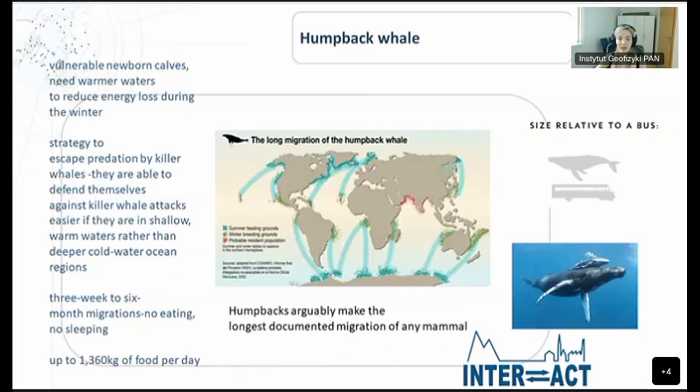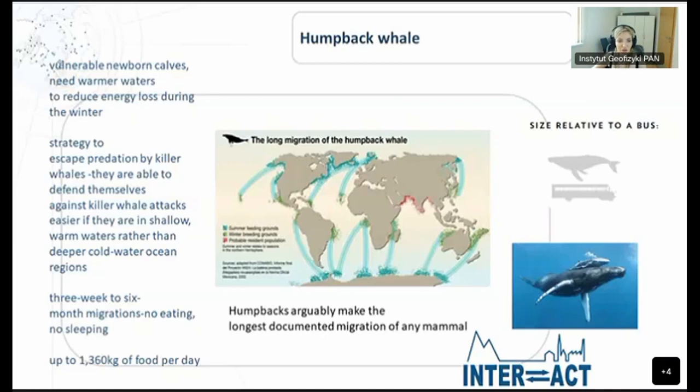So we were in the air and we were on land, and now we have our Arctic, maybe polar record holder in water, which is a humpback whale. Humpback whale is quite big, as you can see. You can see its size here. It's not the biggest of all whales, but it makes the longest migration of any mammals in the world. Humpback whales are not as large as blue whales, but they can weigh up to 40 tons and be as long as 18 meters.